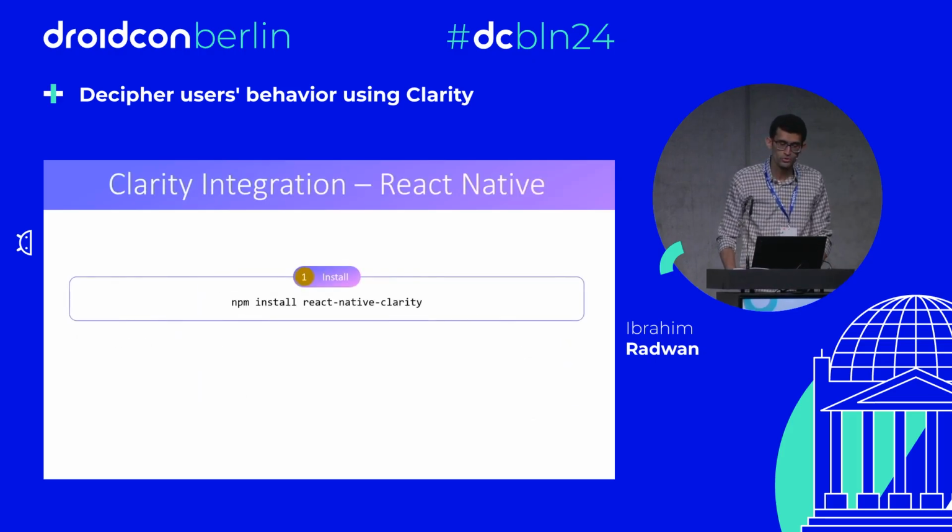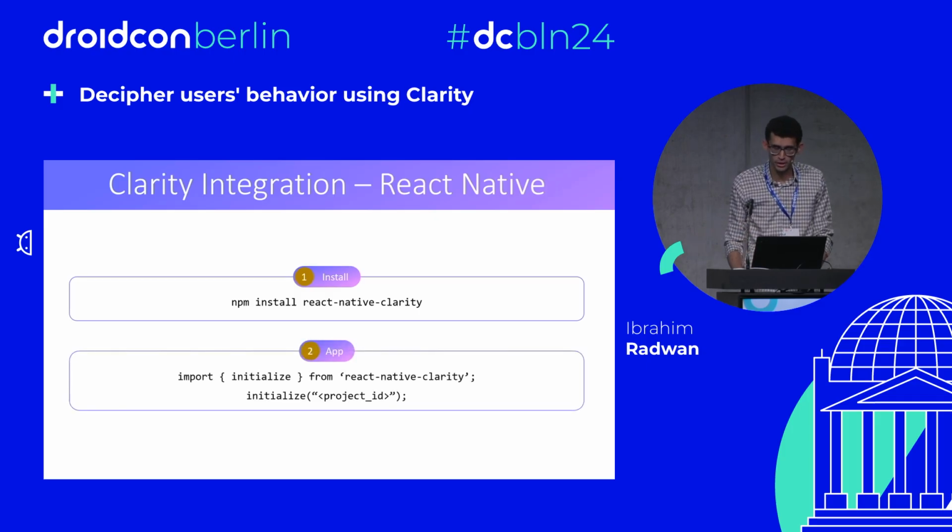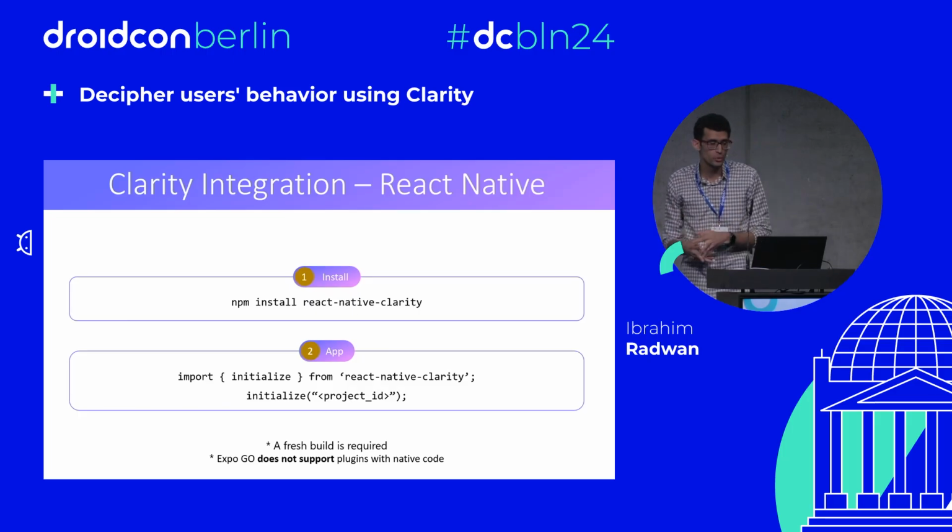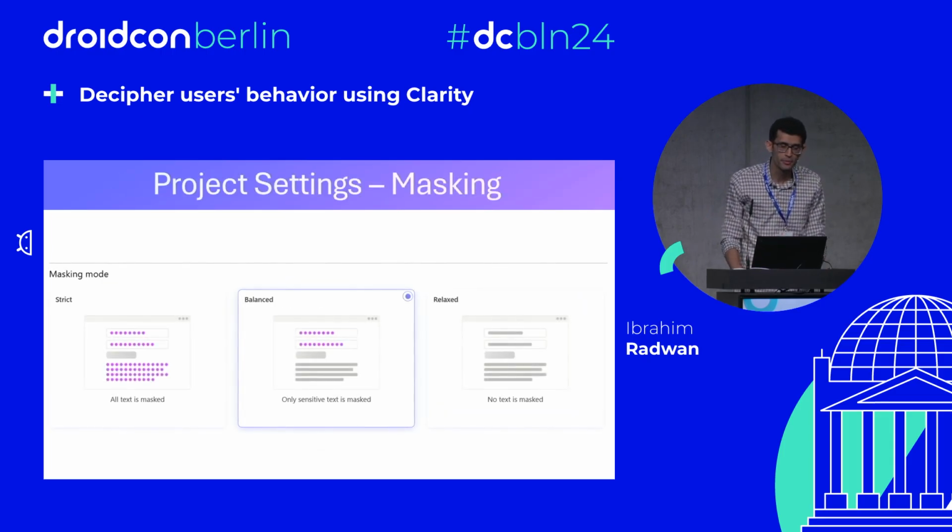Okay, if you also use React Native, you can just install this package and call initialize as well. So pretty simple, but you will need to have a fresh build because Clarity depends on native code. And this means that using Expo is going to be limited. So you might need to generate an APK for testing locally. And now let's actually dig deeper into masking.